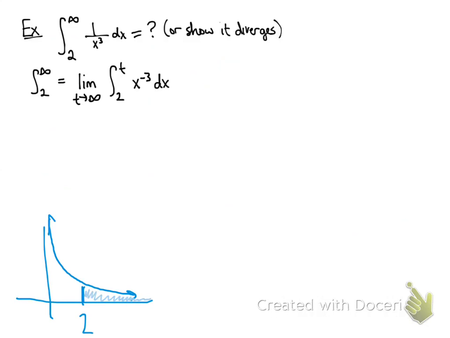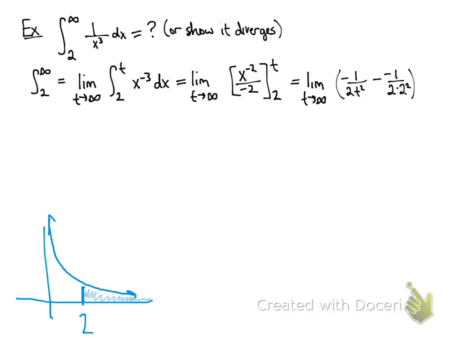And by definition, if I want the integral from 2 to infinity, what I need to do is take the integral from 2 to t, and then the limit as t approaches infinity. x to the negative 3 is easy to integrate. It's x to the negative 2 over negative 2, and I'm plugging in t and 2 and subtracting. So if you plug in t, you get negative 1 over 2t squared. If you plug in 2, you get negative 1 over 2 times 2 squared. And we're subtracting those. Simplify a bit: 1/8 minus 1 over 2t squared.